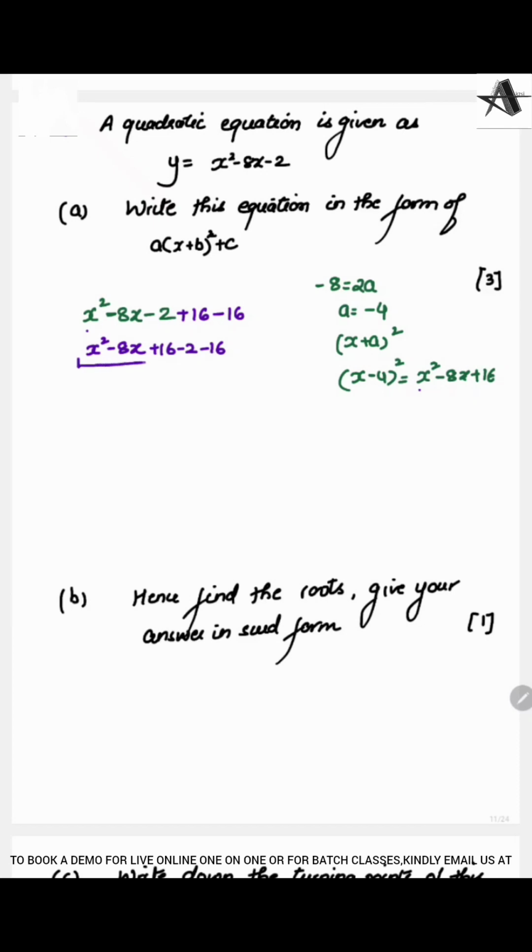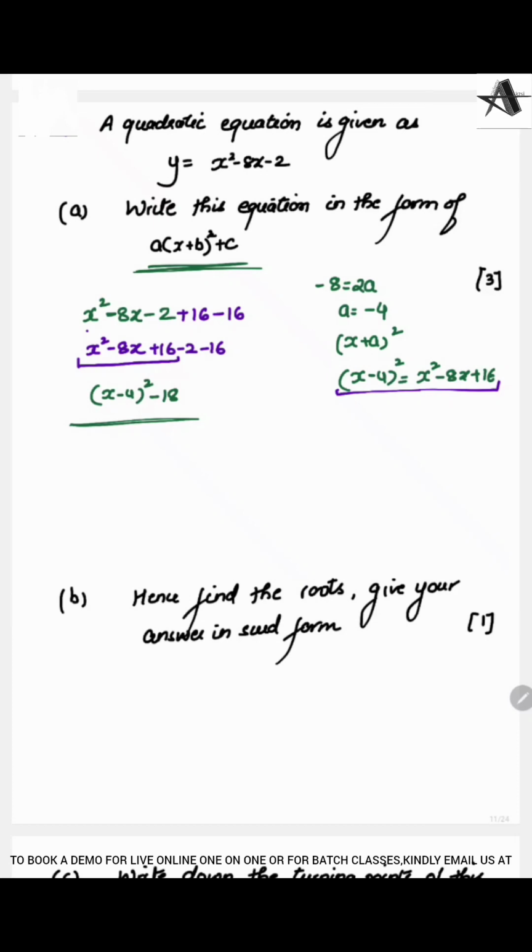So x squared minus 8x plus 16 can be written as x minus 4 whole squared. So this will be x minus 4 whole squared, and minus 2 minus 16 is minus 18, and clearly we have converted it into this form. That was a simple one.